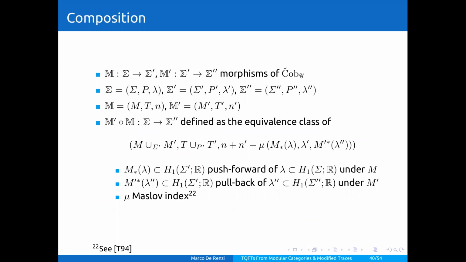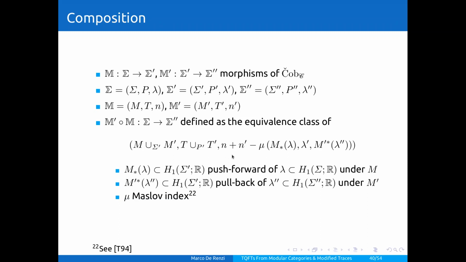Now, in this category, we define a composition. I will define it a little quickly because this slide is here only to tell you a little bit about these Lagrangian subspaces and signature defects. So if we have two morphisms M and M prime between these three objects, and here they are expanded, then we define M prime composed with M to be the equivalence class of this triple here. So cobordisms are obtained simply by gluing M to M prime along their common boundary sigma prime. Same for bichrome graphs. The bichrome graph is obtained by gluing T to T prime along their common set of boundary vertices P prime.